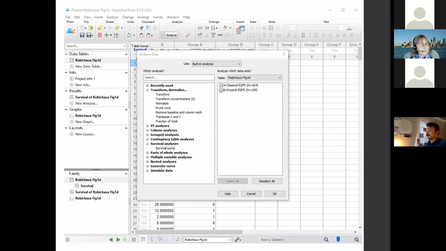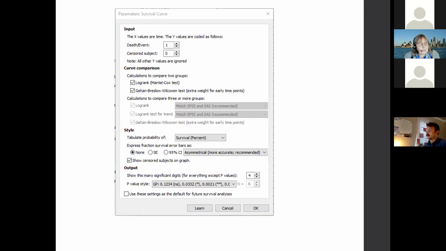It will automatically highlight survival because you asked to put it in a survival format, and it automatically highlights the two groups that you have entered data into. If you wanted to just do one graph, you could uncheck one of the boxes and plot the curve for that particular graph, but we want both, so hit OK.